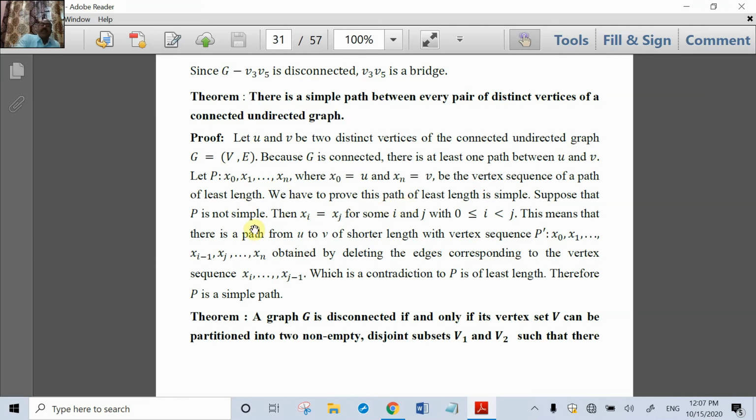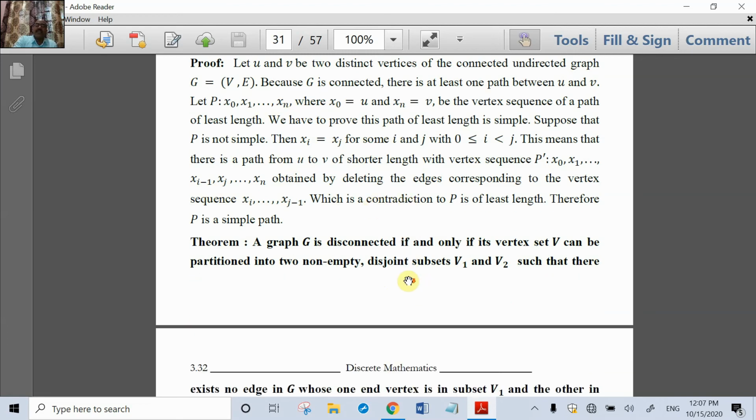Suppose that P is not simple, then two vertices are equal, xi equals xj for some i and j. This means there is a path from U to V of shorter length. Since xi and xj are equal, we can link x(i minus 1) with xj by deleting an edge. Therefore, this path P dash is shorter than P, which is a contradiction. We assumed P is of least length, right? Therefore, there must be a simple path between every pair of vertices.